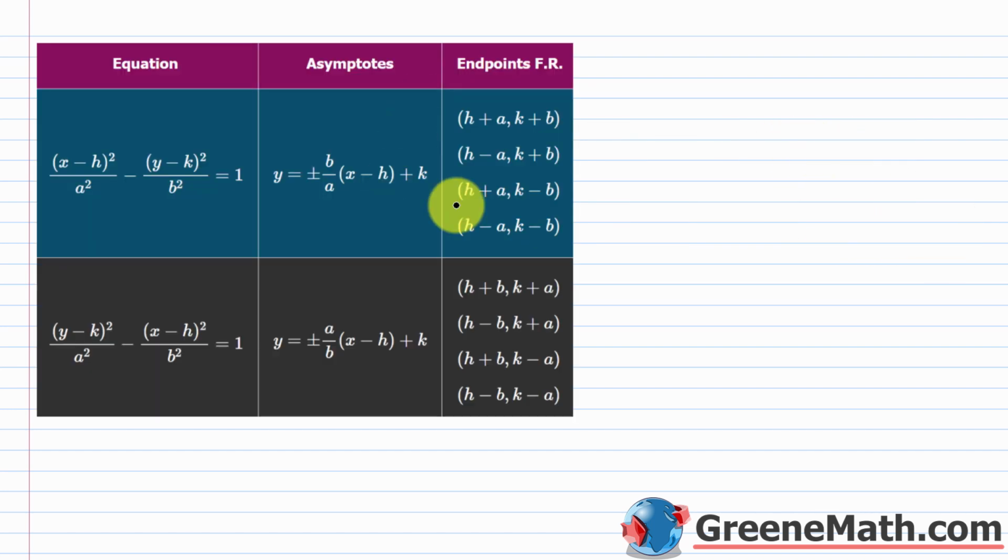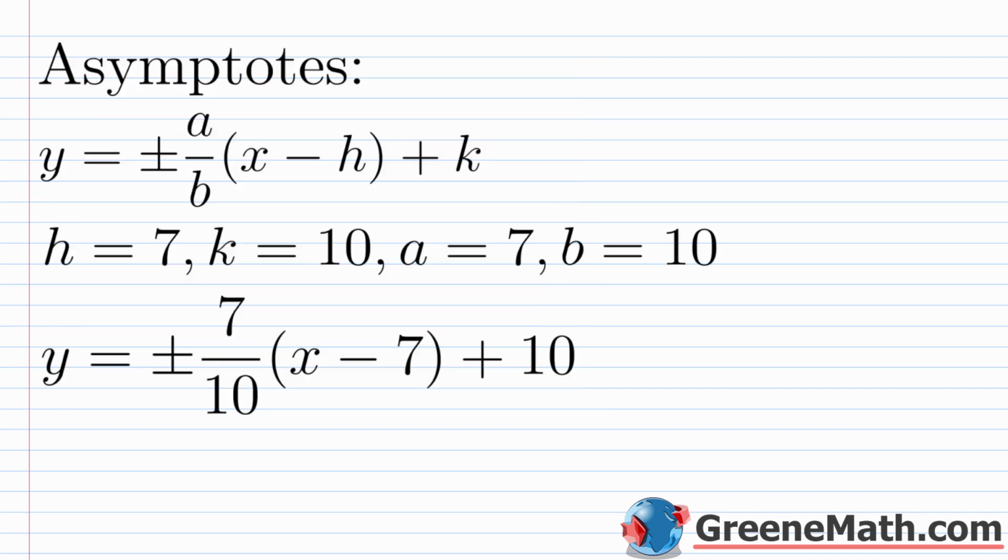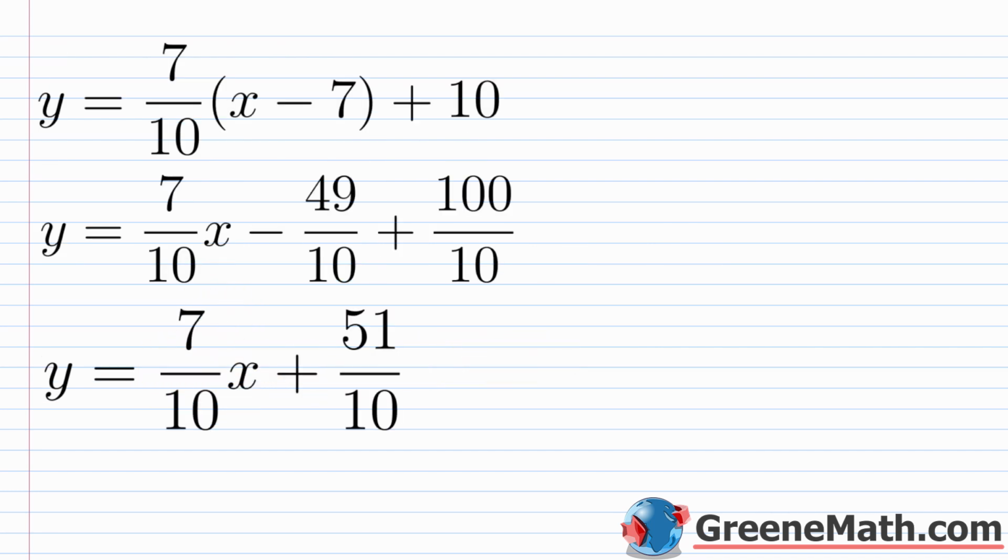And if you want your asymptotes, and again, endpoints for the fundamental rectangle, we're using the second row right here. So the asymptotes, again, y equals plus or minus a over b, times x minus h, plus k, where h is 7, k is 10, a is 7, and then b is 10. So if you do a over b, you're going to get 7/10. So y equals plus or minus 7/10 times x minus 7, then plus 10. So when this is positive, you get y equals 7/10 times x minus 7 plus 10. You simplify, you get y equals 7/10 x plus 51/10.